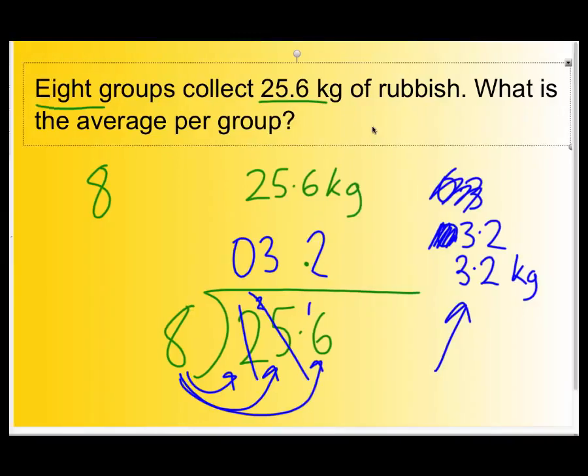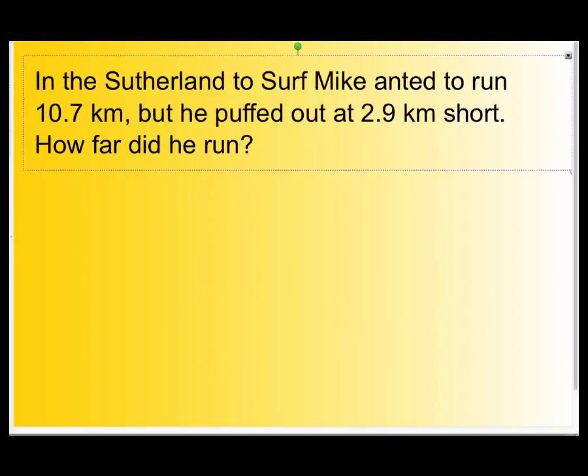And let's have a look at the next type of problem. In the Sutherland to Surf, Mike wanted to run 10.7 kilometres, but he puffed out at 2.9 kilometres short. How far did he run?